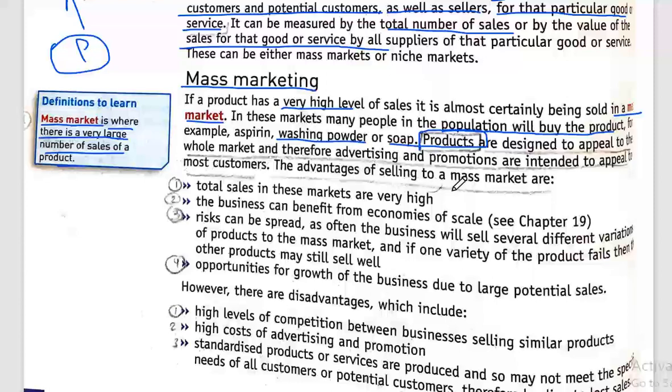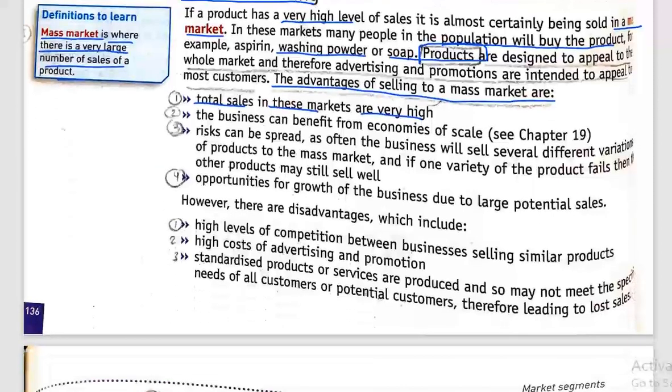The advantages of selling to mass market. So why would I sell to a mass market with, let's say, a high level of sales? Number one, simply sales are very high in these markets. Number two, the business can benefit from economies of scale, which is lowering the average cost, and I'm going to explain it in chapter 19. Risk can be spread, as often the business will sell several variations of products to the mass market, and if one variety of the product fails, then the other products may sell well.